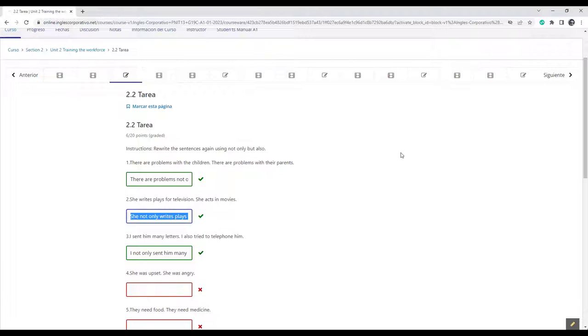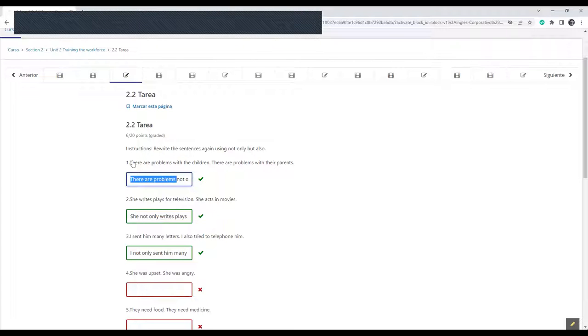Now, let's clarify this. You can either use a subject as such, just a subject, or you can use a noun phrase. There are problems. So in other words, we need a subject or a noun phrase or a noun before not only.